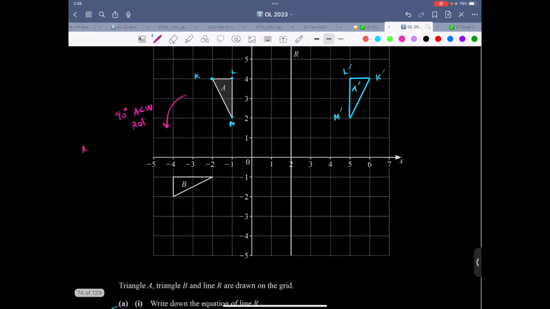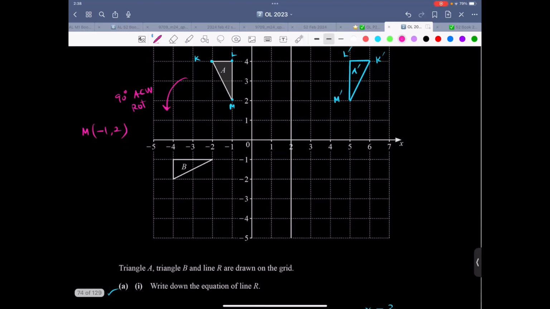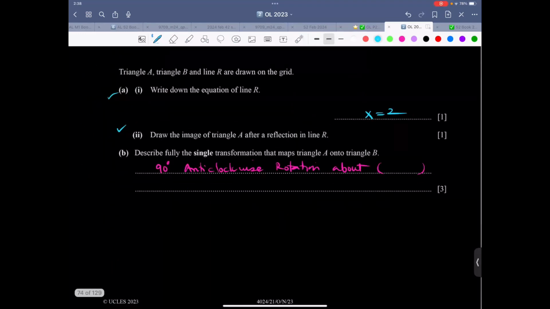Now look at M. M is (-1, 2). And this one, M double prime, that is (-2, -1). That means coordinates flip and the new x coordinate changes sign. And that can happen only if the center of rotation is the origin.